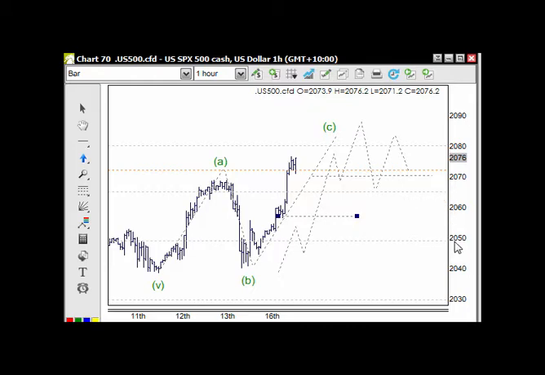So maybe 2056 would get you through. You might get lucky at 2063. Those two numbers would be about it if you wanted to hold on through that.